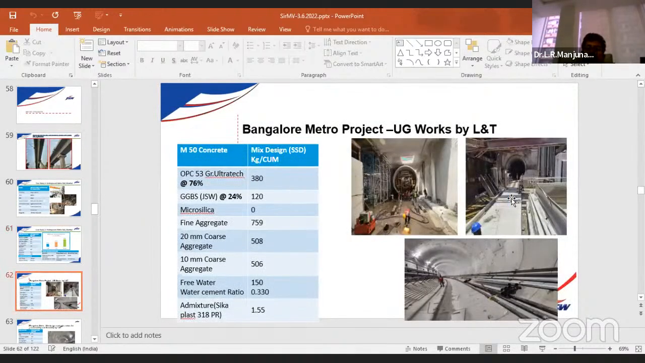Bangalore metro, our own Bangalore metro, Larsen and Toubro, they have used GGBS 120 kg and OPC 380 kg for making these precast elements for underground metro constructions.